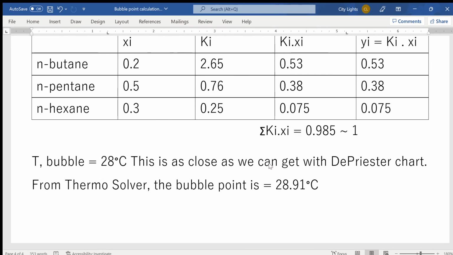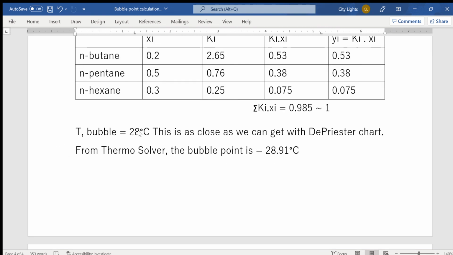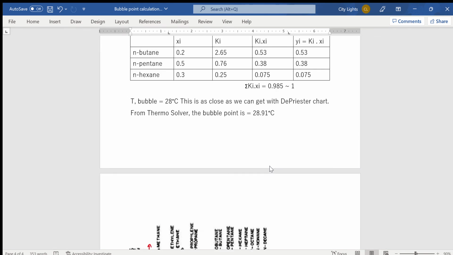So this is the closest I can get with Priester's chart, and I got my T bubble as 28 degrees Celsius. Now I wanted to check my answer, so I used an app, ThermoSolver, and I got the bubble point as 28.91 degrees C. This is pretty close, and it just gives me confidence that my method is correct.